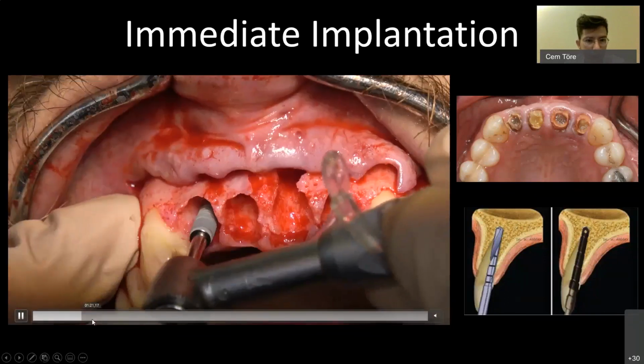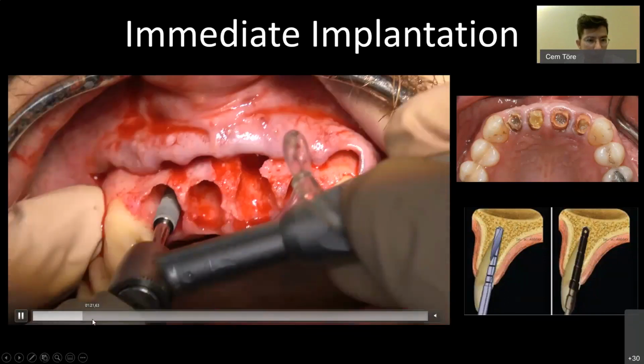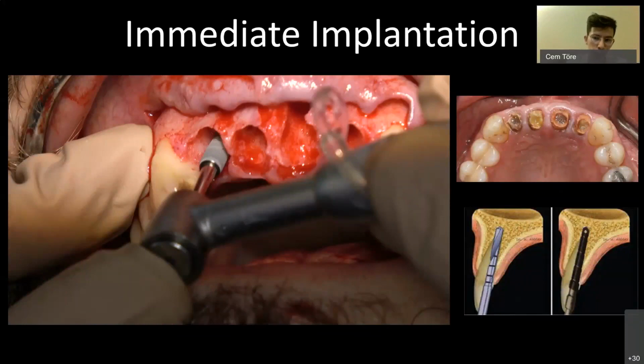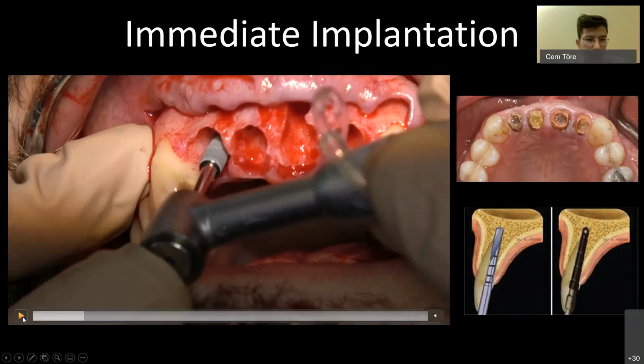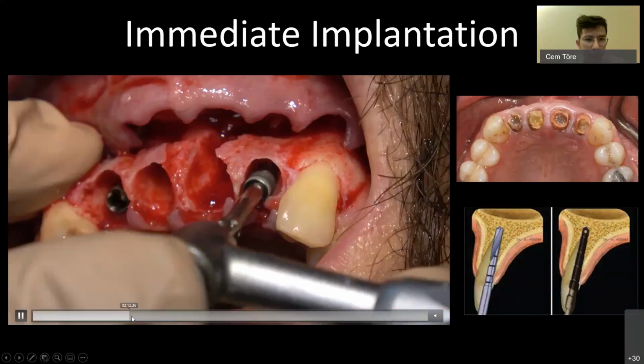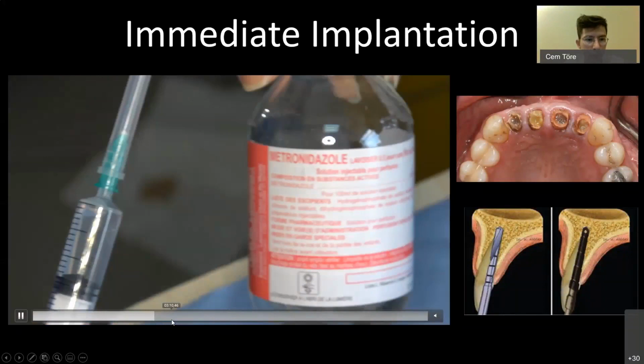Then we place our implants. It's a good idea to support the driver with your thumb, because otherwise, once again, like we said, the socket can lead you the way and you will end up at the apex. We place our implants the same way.